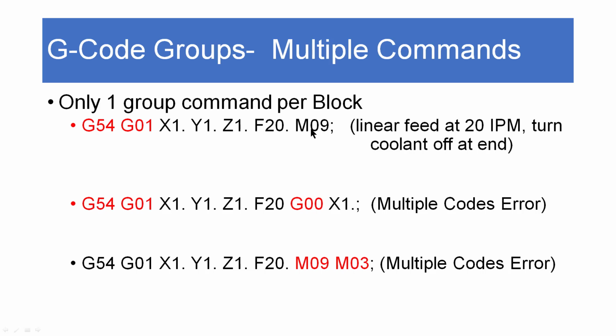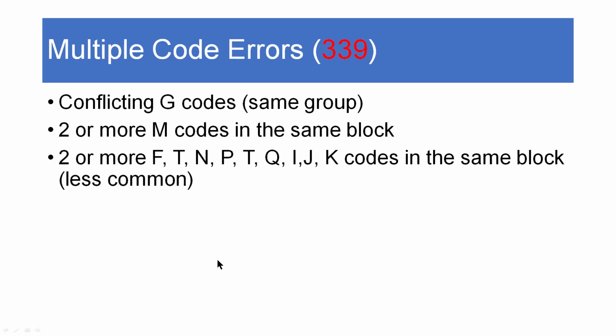Now if I come down here and I say two commands, G54, G01, and then I tell it to move X1, Y1, Z1, feed rate 20, and also rapid to X1, it goes, I got no idea what you want. Now another multiple command is if I give it two switching operations, two M codes in a single block, it's going to throw an error. So I can't tell it to do M09, turn off coolant, and M03, turn on the spindle. Those are incompatible. Only one M code per line, which we'll talk about here in a second. So multiple codes, that's error 339.